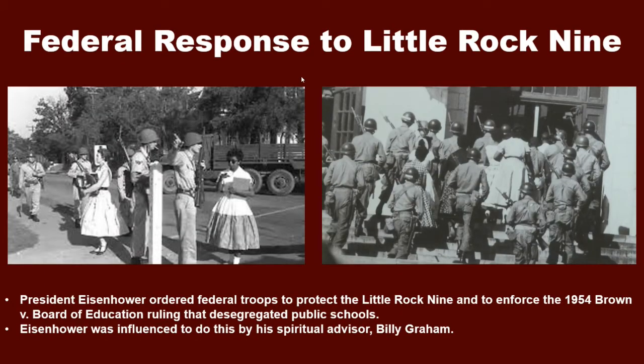Well, this does not sit well with the federal government, because Brown versus the Board of Education has said schools must be integrated. So President Eisenhower is going to be influenced by his spiritual advisor, a Christian minister named Billy Graham. And Billy Graham is going to convince President Eisenhower, you have to help these kids at all costs. And so what does Eisenhower do? He's going to send in 1,000 federal troops to ensure that these 9 students are allowed to integrate Central High School in Little Rock, Arkansas.